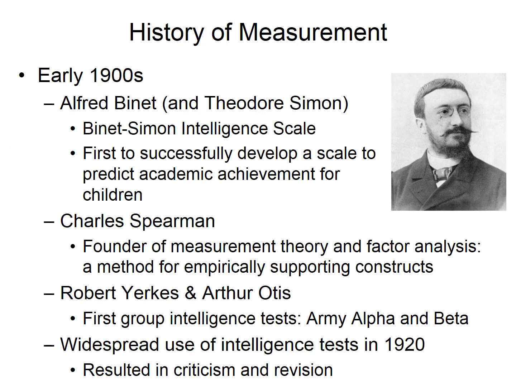In the early 1900s, we have Alfred Binet and also Theodore Simon, mainly Binet, who came up with the Binet-Simon intelligence scale. So this is the first successfully developed scale to not only measure or attempt to measure the construct of cognitive ability or mental ability, but it also had a strong relationship with academic achievement, specifically for children.